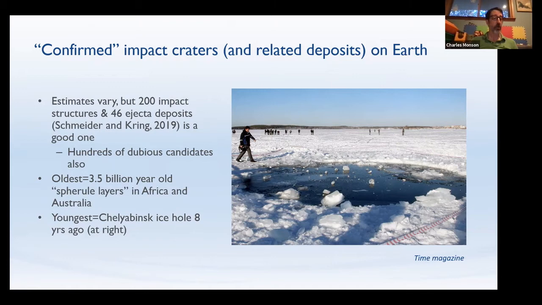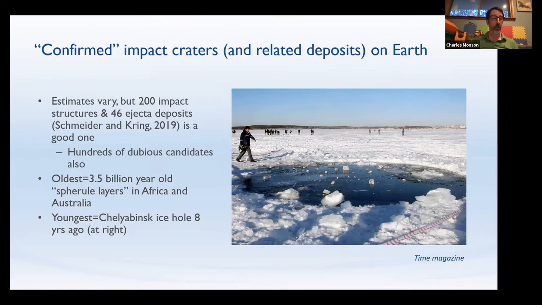The most recent crater we know about, if you can call it a crater, is the hole in the ice that the Chelyabinsk meteorite punched on a frozen lake about 8-9 years ago. Now, when I say there's 200 impact structures on Earth, those are the ones that are pretty much accepted by the planetary science communities. There's hundreds of dubious candidates also.